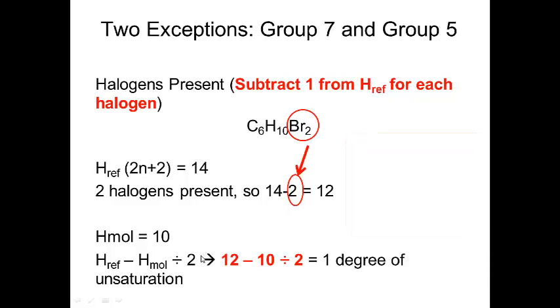So again, if we apply the formula H ref minus H molecule divided by 2, it's very simple. 12 minus 10 divided by 2 is 1. So you only do this in the case of halogens being present. Anytime there's a halogen present, you subtract 1 from H ref for each halogen before you actually apply the formula, H ref minus H molecule divided by 2.